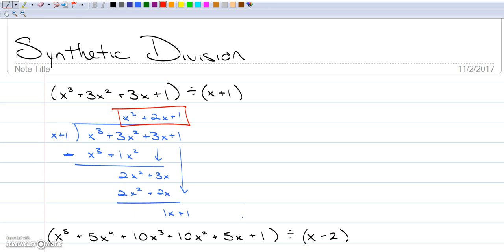Same exact problem, we're going to do it using synthetic division now. First step in synthetic division is to take your first polynomial, break it apart so that all you have are the coefficients. That means 1, 3, 3, 1. Instead of using x plus 1, I'm going to use a negative 1. And so the question is, where does that negative 1 come from?